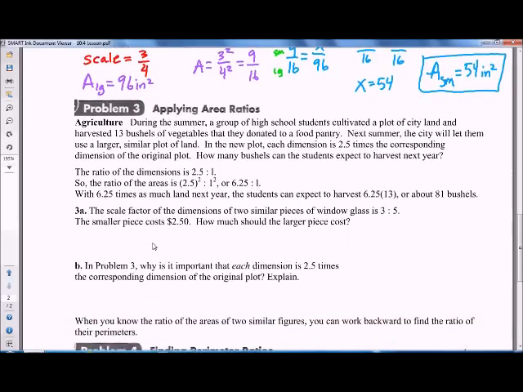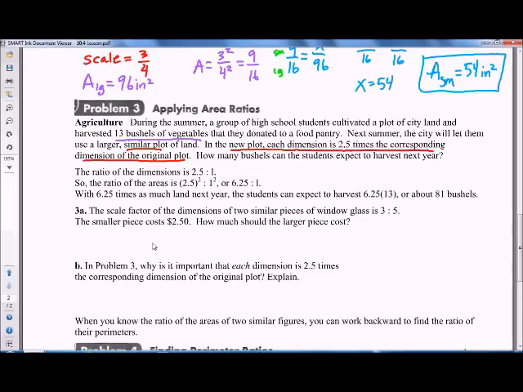When you're doing these problems, you need to think about, are we talking about a perimeter, a length? Are we talking about the sides, or are we talking about an area? That helps you determine which ratio to use. In this example, our students are growing vegetables on a plot of land. Next summer, they want to use a similar plot where each dimension is 2.5 times the original plot.